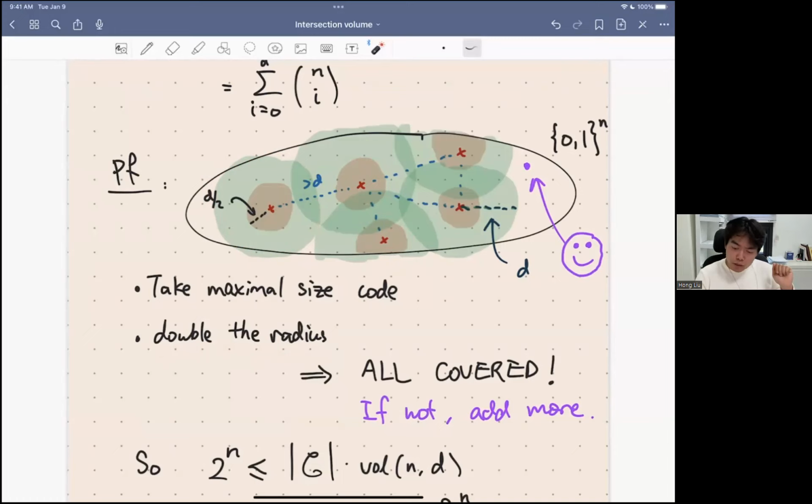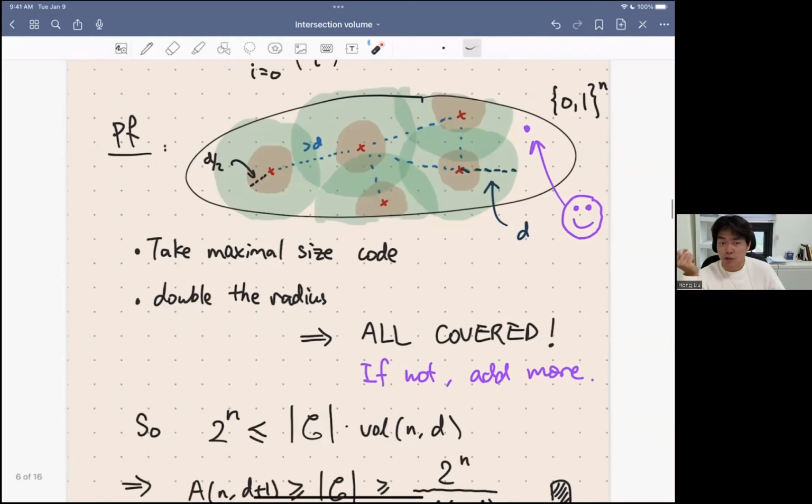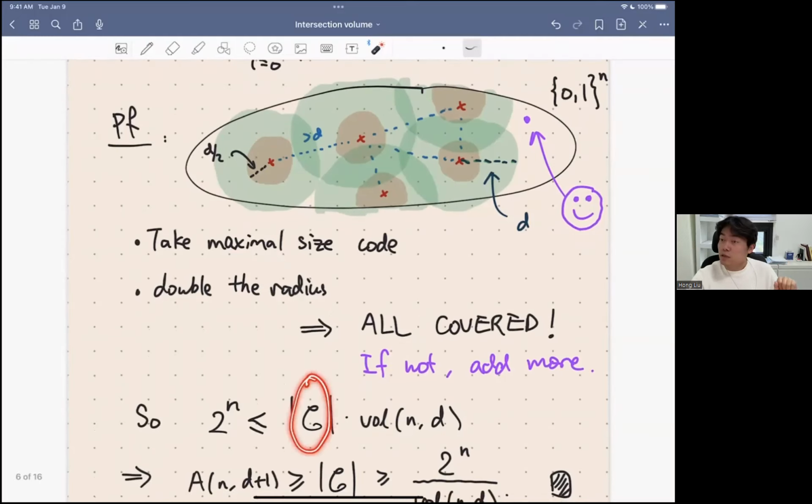Because suppose not, that means we will find some purple points outside of this green region. But what does that mean? That means this purple point is of distance strictly bigger than D from all the previously chosen ones. Then we could have added this purple one into our collection C of maximum size. Okay, contradiction to our choice of maximality.